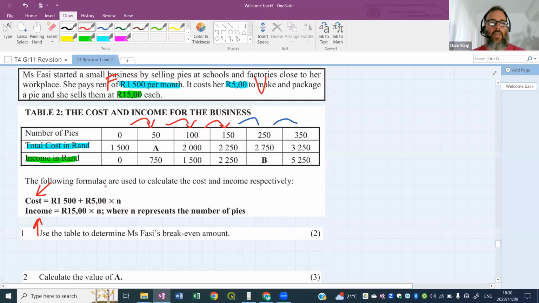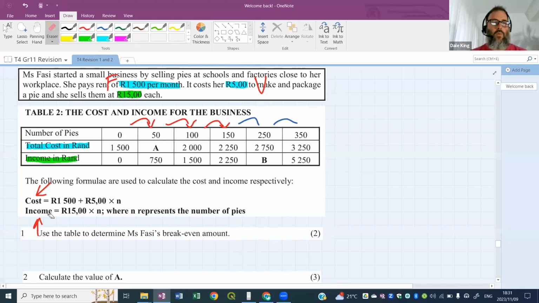Now, I don't know why they used N, but they said N is pies. I would have used a P, personally. N represents the number of pies. So the equation can be built with a variable. Don't be scared of the variable. It's just representing the number of pies we have.